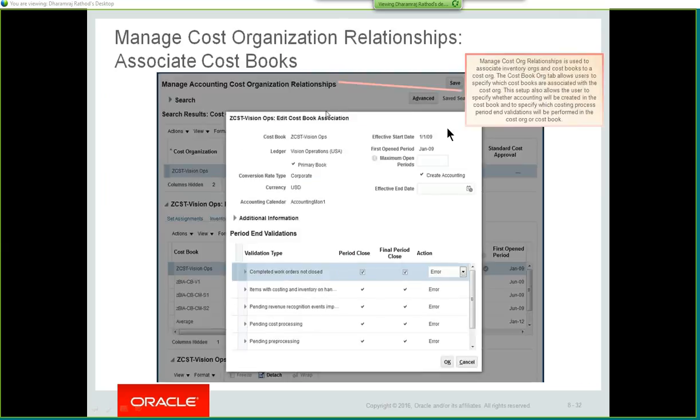This is the cost book. We talked about it, and when you associate that, you will have flexibility. Then we have already seen from the association of your cost book standpoint, you can associate, and then there are validations. It will stop you from closing the period, or it will just give you error or warning, and then it will ask you to proceed further.